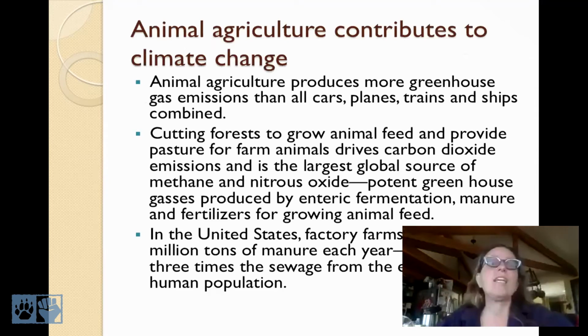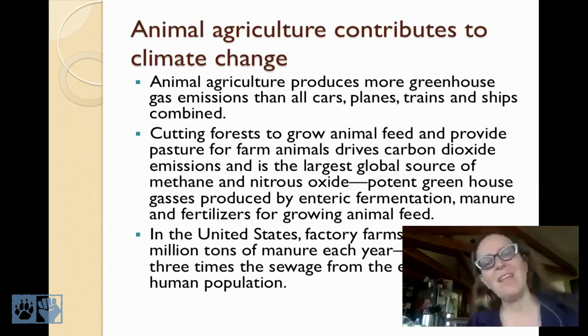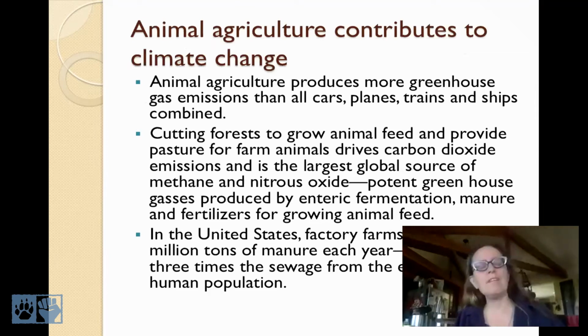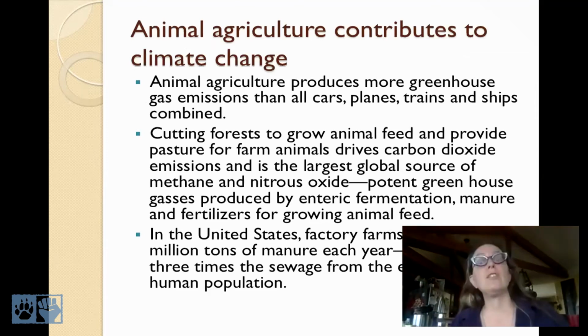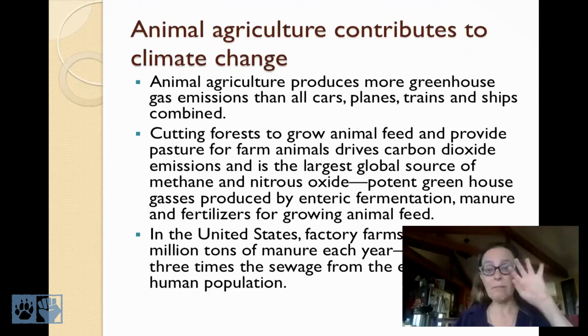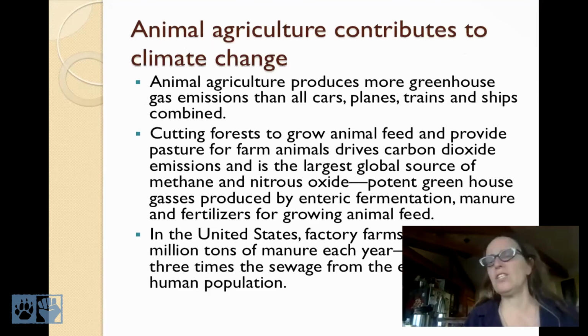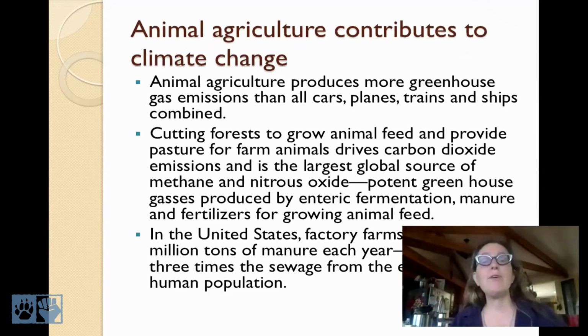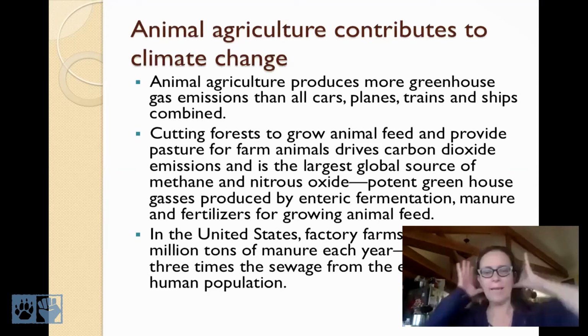So animal agriculture contributes to climate change, and here are some examples of the ways in which it does. This is not a complete list; I've just selected some examples. Animal agriculture produces more greenhouse gas emissions than all cars, planes, trains, and ships combined. Cutting forests to grow animal feed and provide pasture for farm animals drives carbon dioxide emissions and is the largest global source of methane and nitrous oxide. Both are potent greenhouse gases produced by enteric fermentation, manure, and fertilizers for growing animal feed.